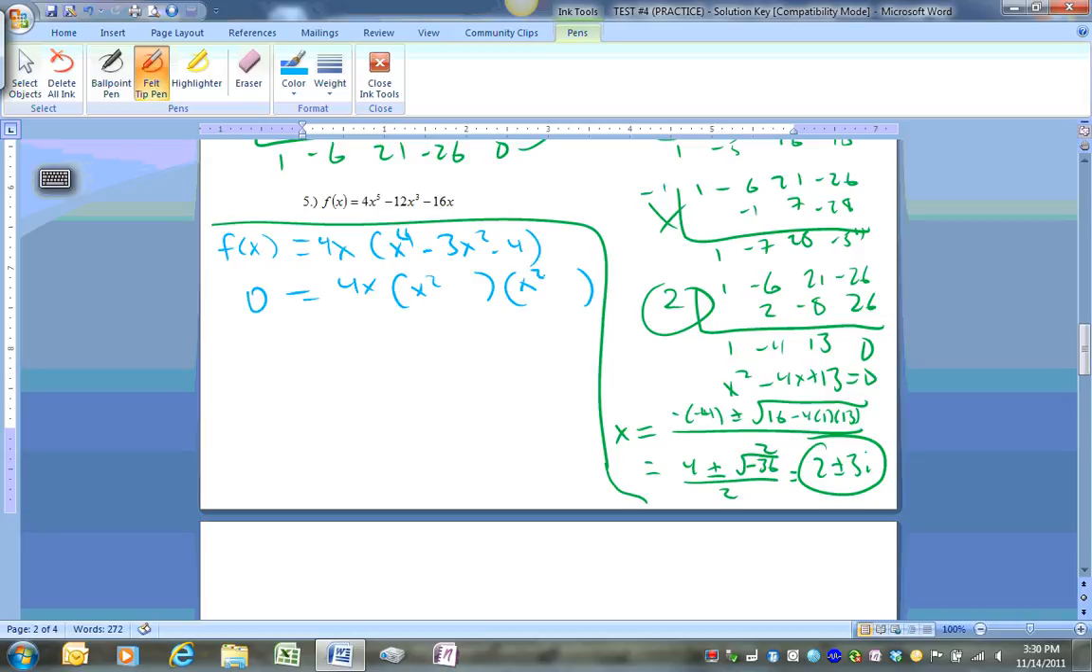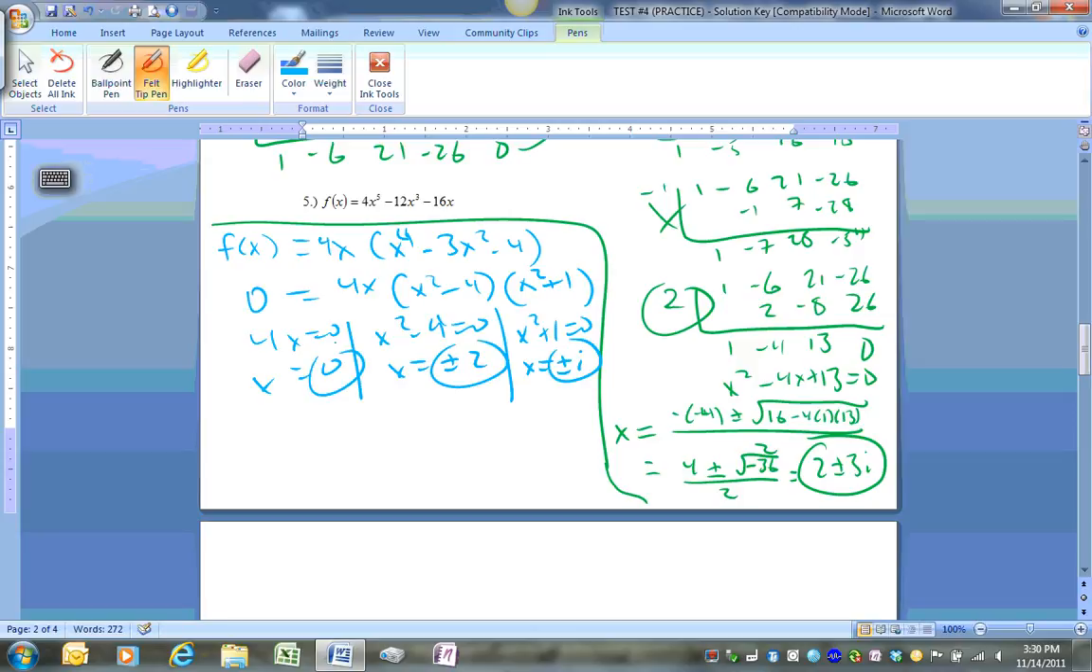At the same time I'm going to factor this: x squared minus 4 times x squared plus 1. So 4x equals 0, x squared minus 4 equals 0, x squared plus 1 equals 0. So x equals 0, x equals plus or minus 2, or in this case, x will equal plus or minus i, if you were to work that one out. The reason that's true is because x squared equals negative 1, and when we square up both sides, you are squaring a negative number. So that gets 5 answers.